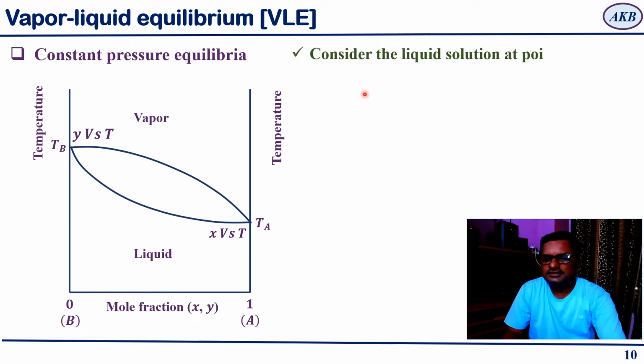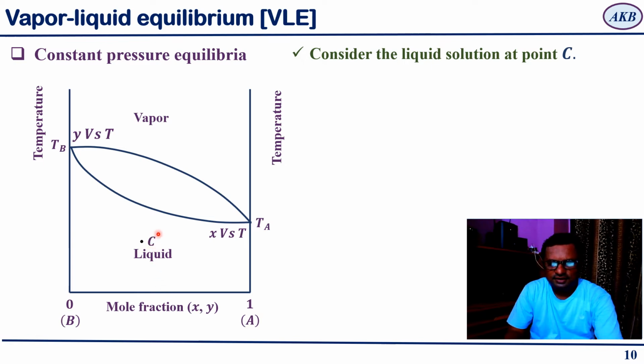Now we will consider a process. For that, we will consider a liquid solution, which is represented by any point C. Point C will be lying in the liquid region. So over here you have point C. We have considered a liquid solution that is represented by any point C.